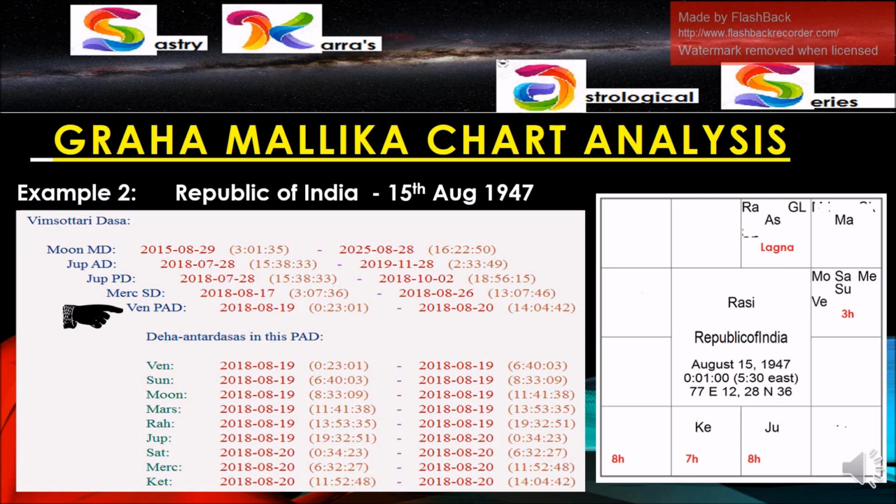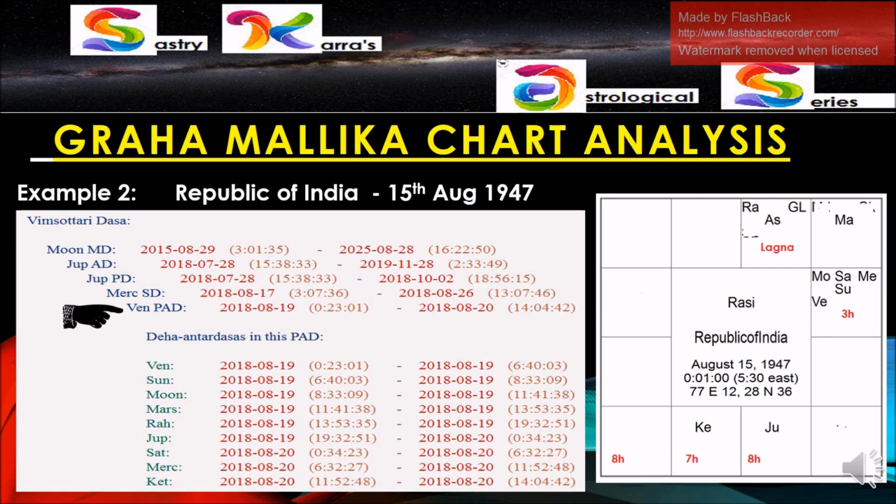And then the Pratyantara Dasa is Venus. Oh gosh, Venus is also in the 3rd house. And let's go and see, the Venus Pratyantara Dasa starts at midnight on August 19th. So on the whole of August 19th, it's a Venus Pratyantara Dasa that is running. So let's go and keep an eye on Venus.